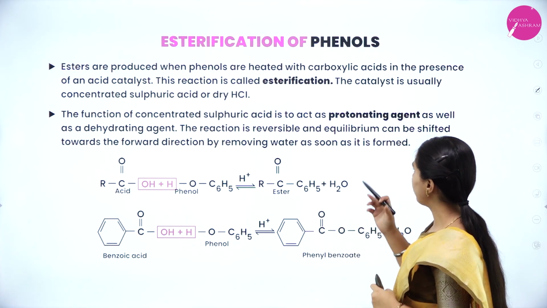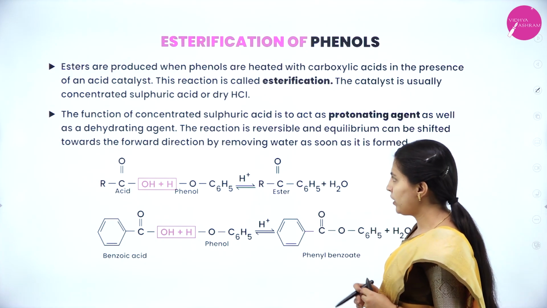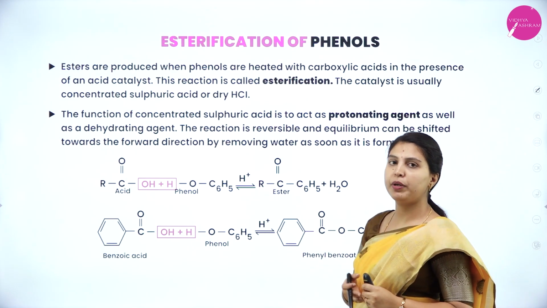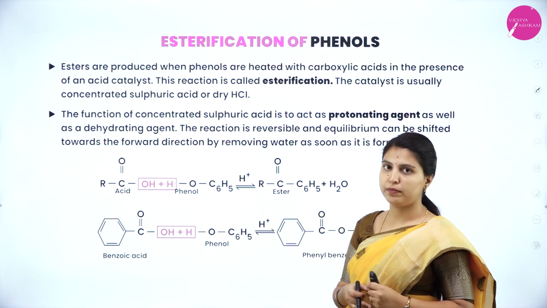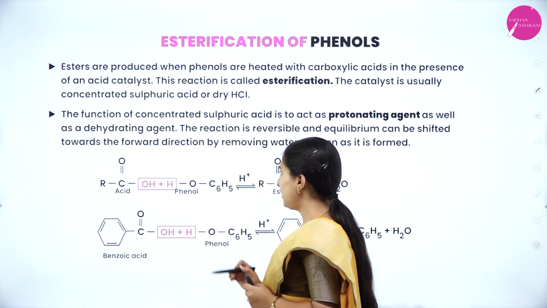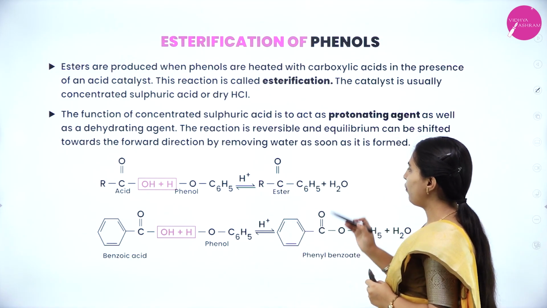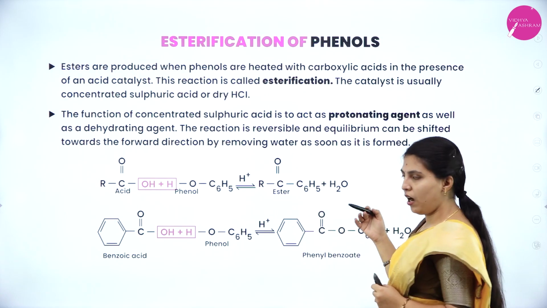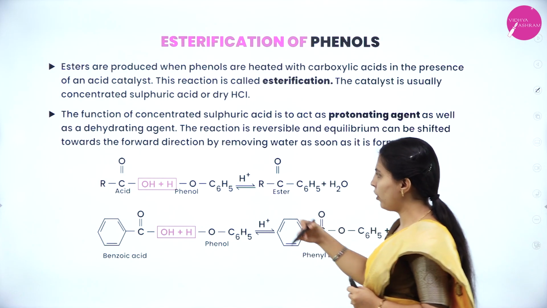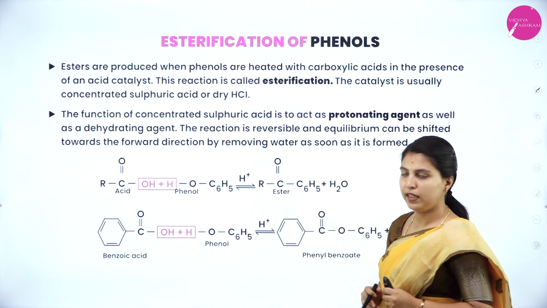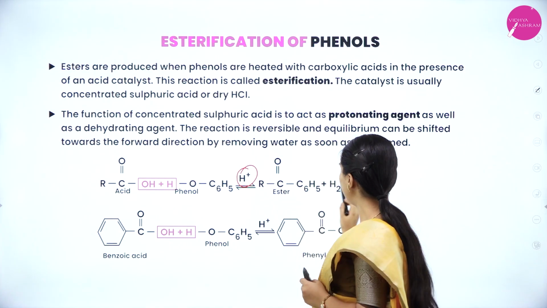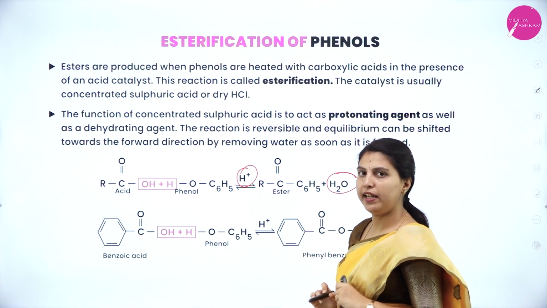The reaction is reversible and the equilibrium can be shifted towards the forward direction by removing water as soon as it is formed. And this reaction could be reversed by the addition of water. When phenol is reacted with carboxylic acid in the presence of acid, it will form ester by the removal of water. How can it be reversible? When water is added to the ester, it will again form phenol and carboxylic acid. Here the acid will donate a proton as a protonating agent and remove the water molecule as a dehydrating agent.